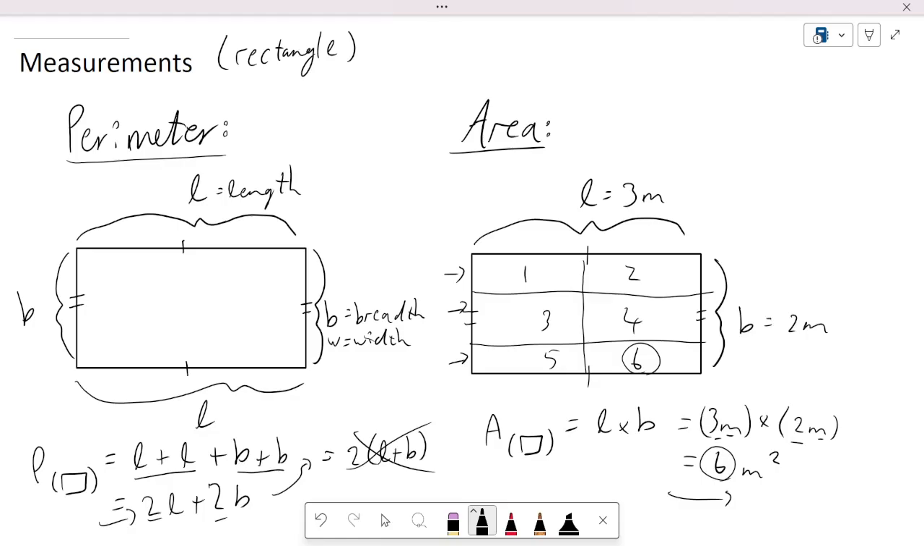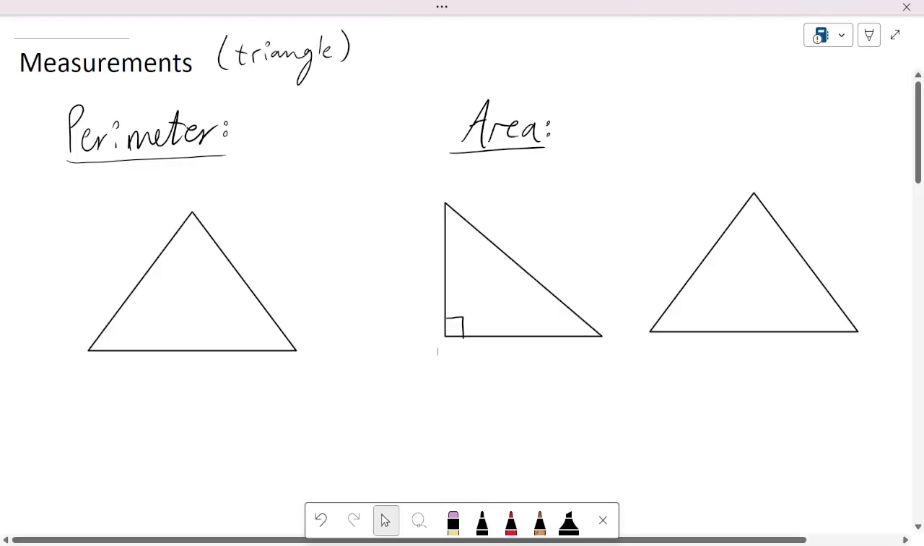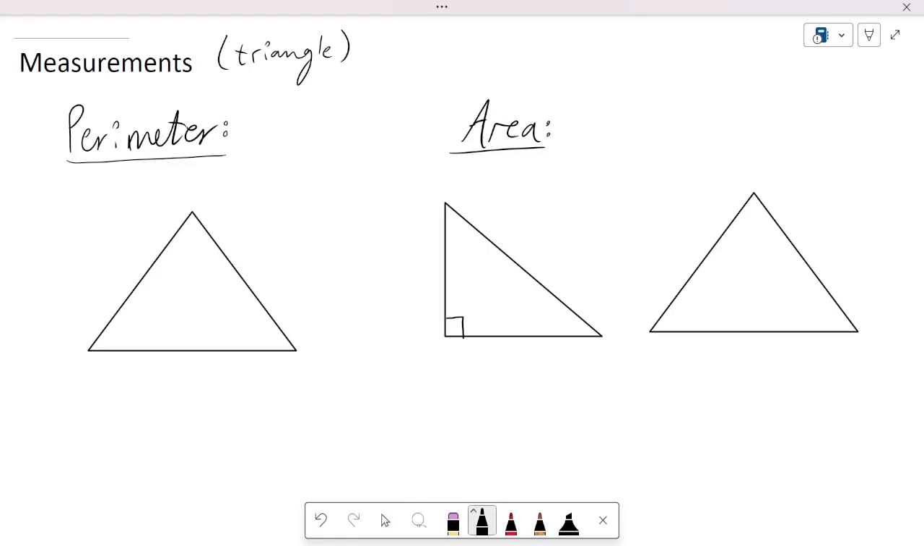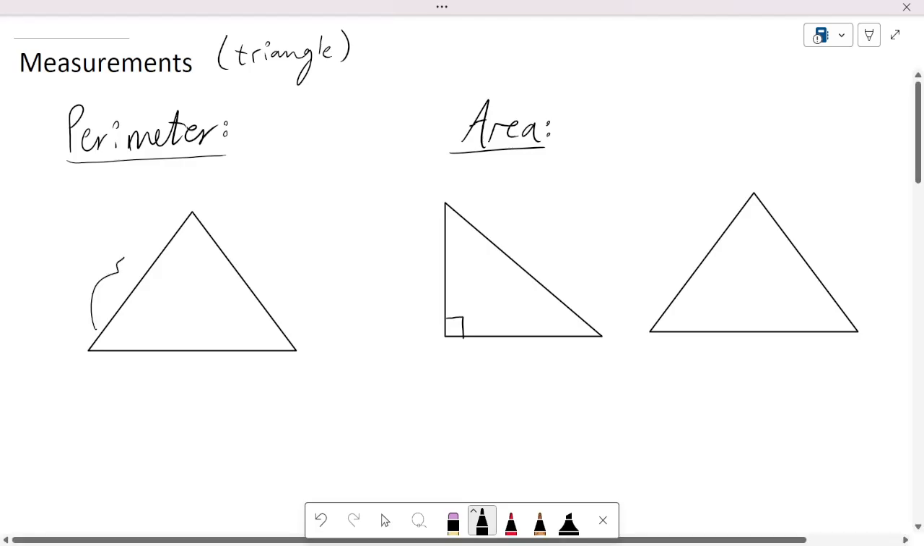Let's move on to the next shape, which is a student favorite. So now we are dealing with the perimeter and area of a triangle. Okay, so as you can see, we have three shapes here, but let's not focus on the area for now. Let's just quickly do the perimeter. Like I said, we're just going to add all of the sides together.